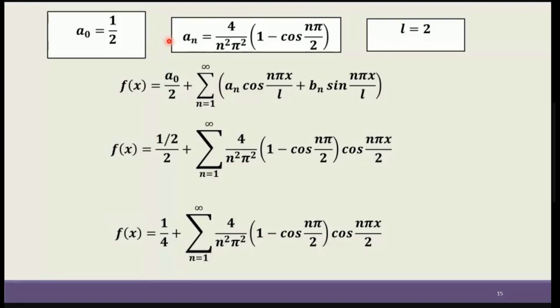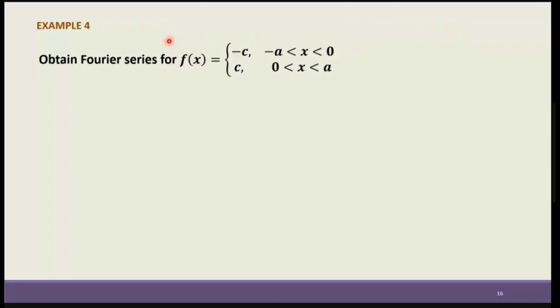I'll just give you one more. Just tell me it's an odd or even function. ये कौन सा फंक्शन इतना बताओ खाली. f of x is equal to minus c, minus a less than x less than 0, equal to c, 0 less than x less than b. Just tell me what type of function is this. Odd है या even है या neither even nor odd है.